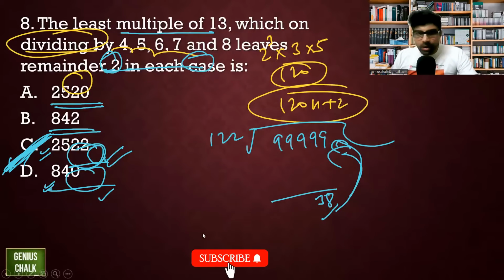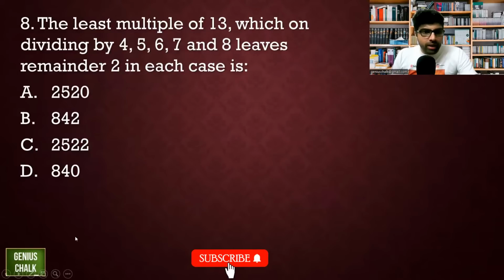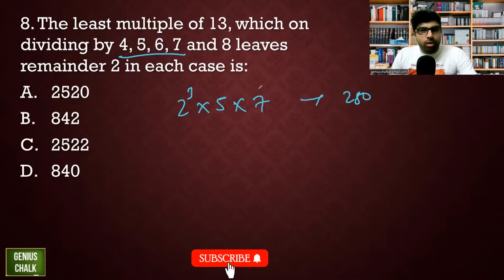Let's discuss the next one. Least multiple of 13 such that dividing by 4, 5, 6, 7, 8 leaves remainder 2. So this is 2 to the power 3. This is 5 and this is 7, right? This is 8, 5s are 40, 40 into 7, 280. Fine.